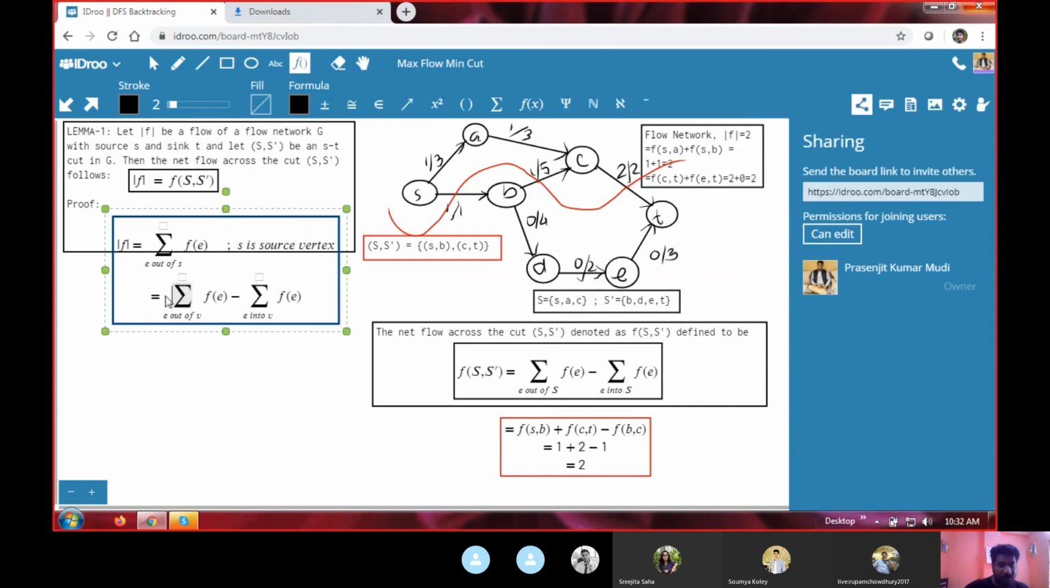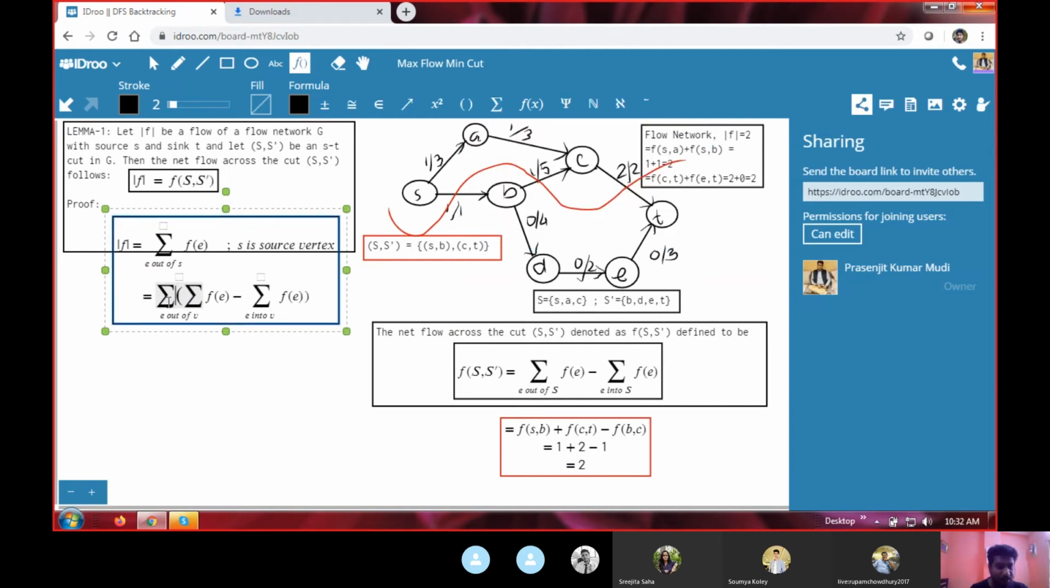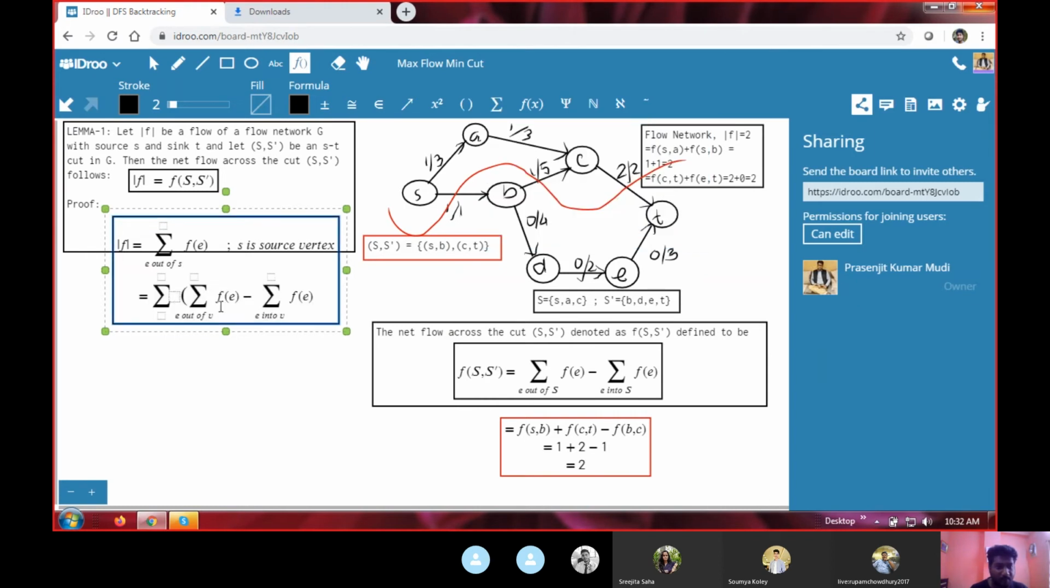Okay, so let me write a bracket here and here. This overall expression, so this bracket start, this bracket close, should be inside a summation. Okay, inside a summation. So this is that bracket.